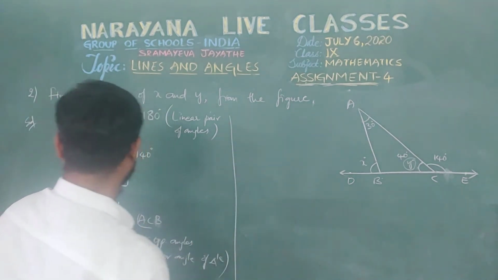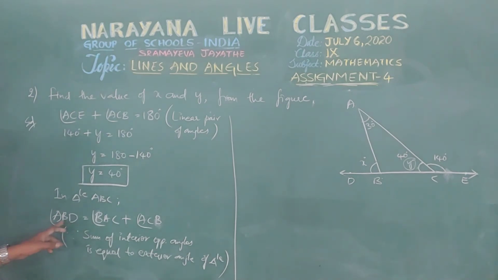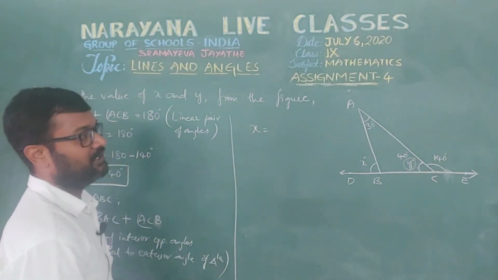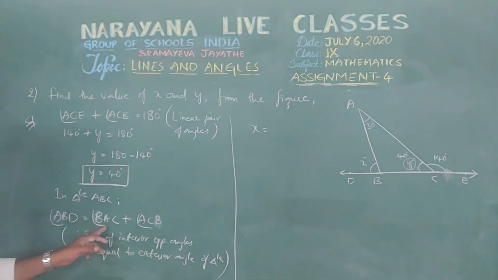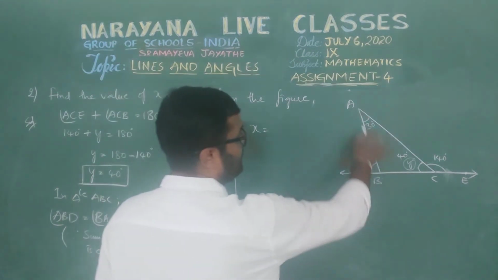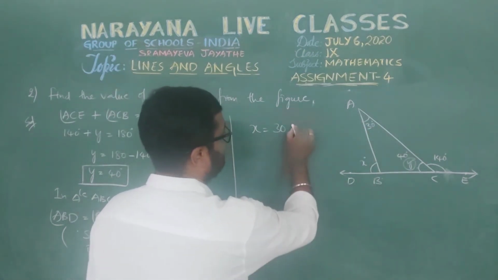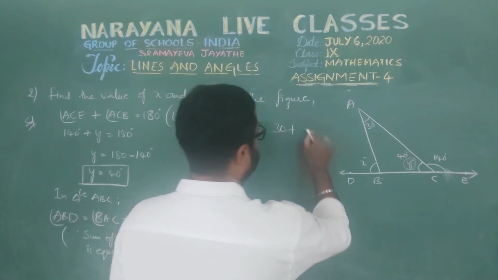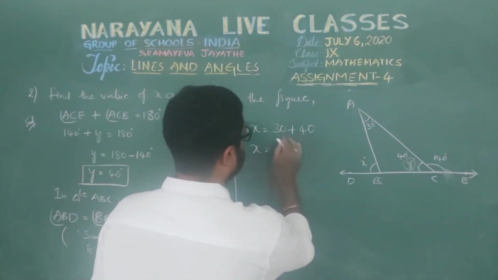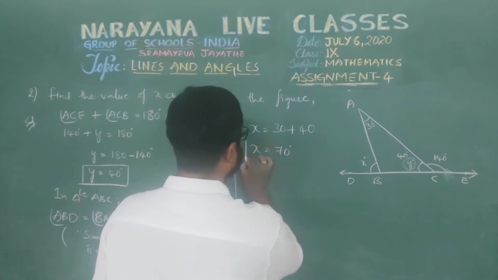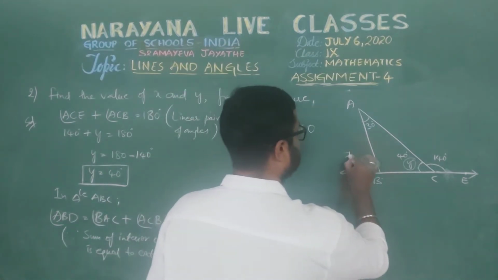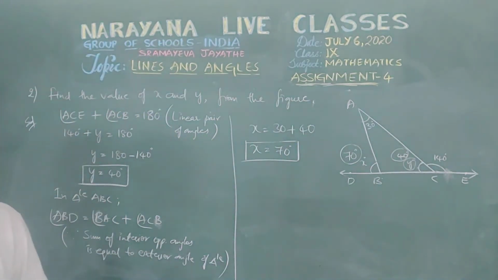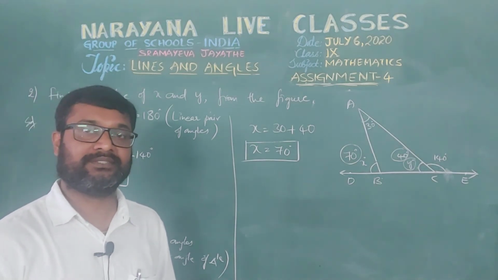So here angle ABD is what? Angle ABD is X, isn't it? Now angle BAC is 30 plus angle ACB, that is 40. Now X is equal to 30 plus 40, that is nothing but 70 degrees. So now here it is 70 degrees, isn't it? So we calculated X and Y values here by using some properties.